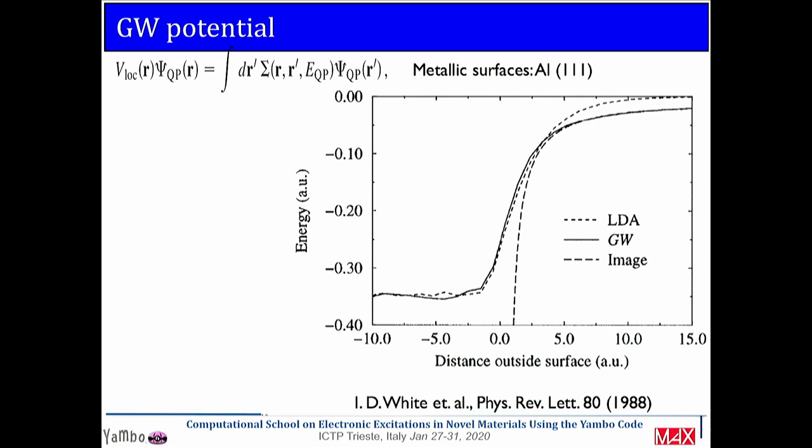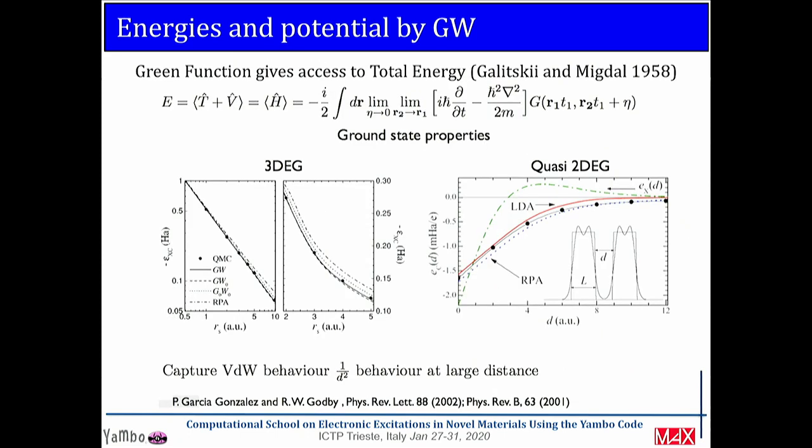Here we can define a local potential from the GW. This is a metallic surface, aluminium 111, and it can be seen that the GW is also able to catch image potentials. Image potential, I mean, this is a polarization effect, and it is caught by the GW approximation.